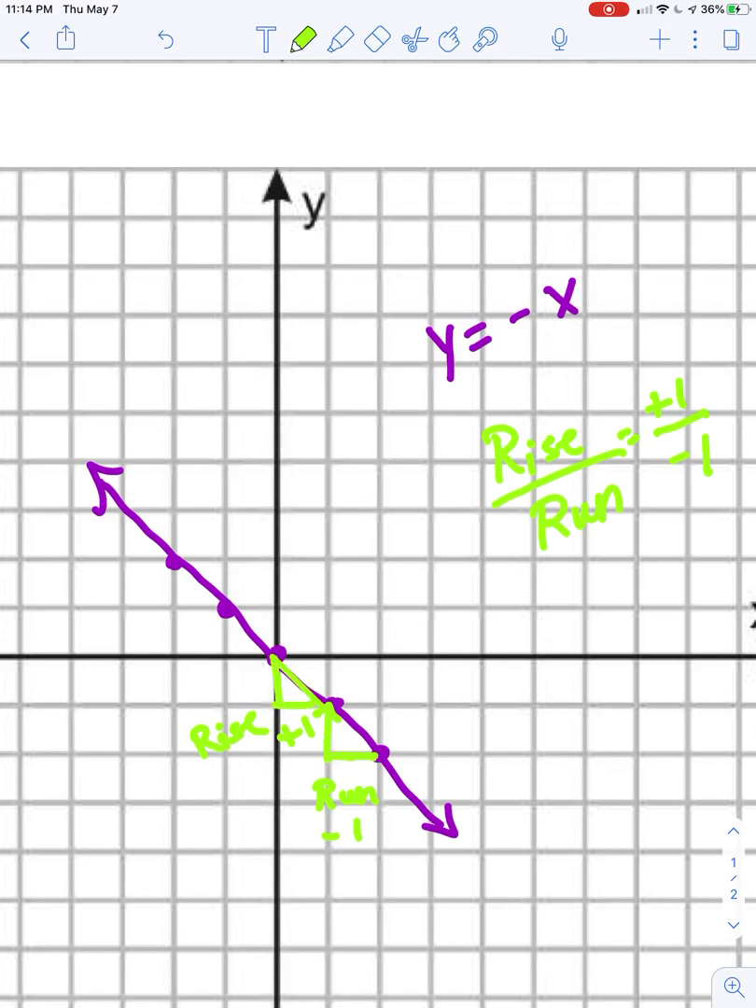Oh, look how that did. Running and rising, running and rising, running and rising. Okay, so it turns out that the rise over the run is +1 over -1, so the slope is actually -1 on a line like that. So that's a line whose rise has an opposite value of its run. The slope is going to be -1.